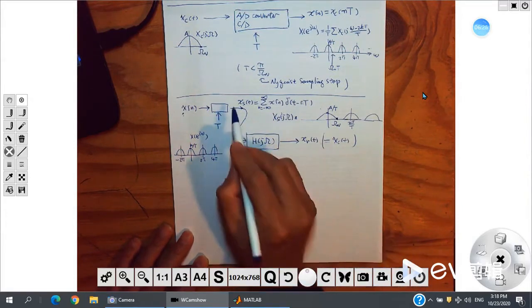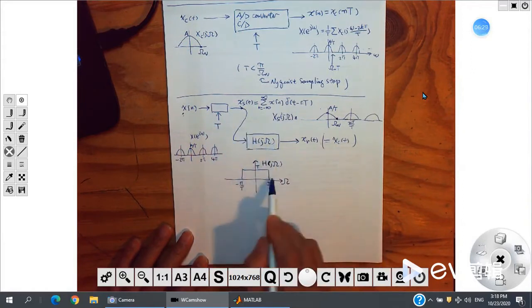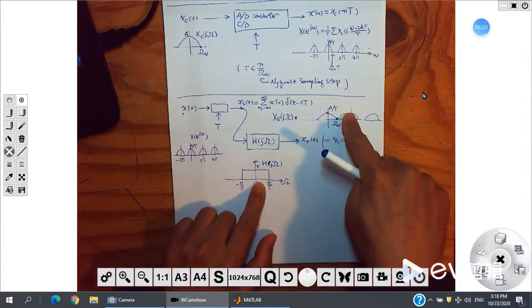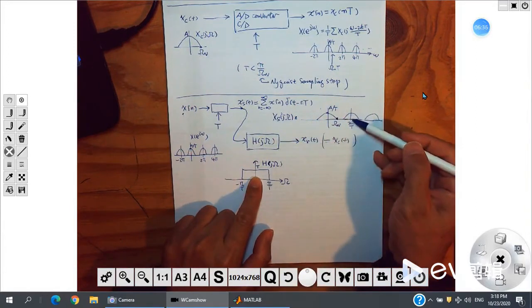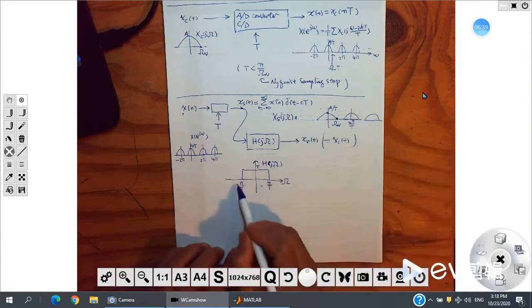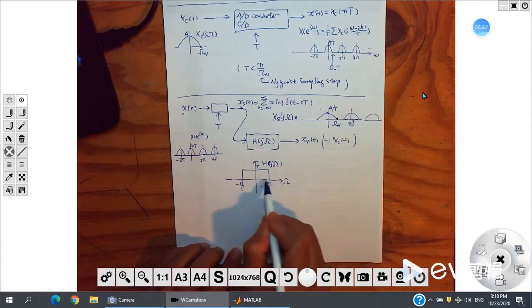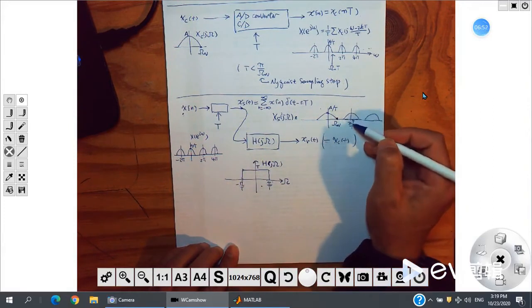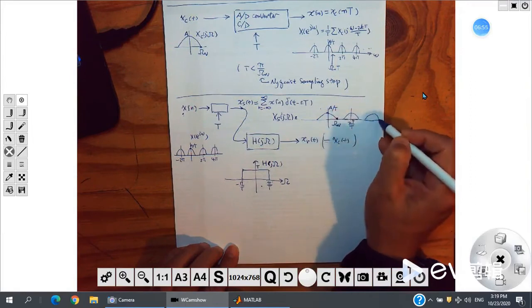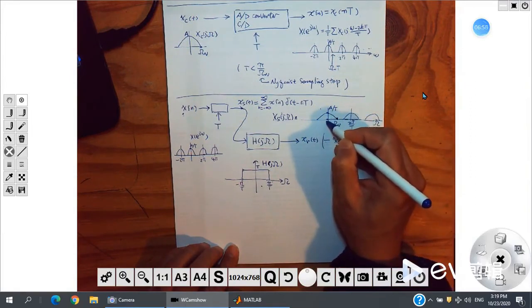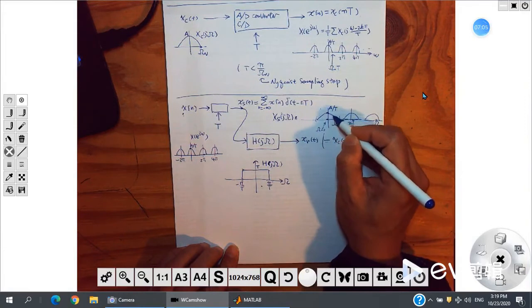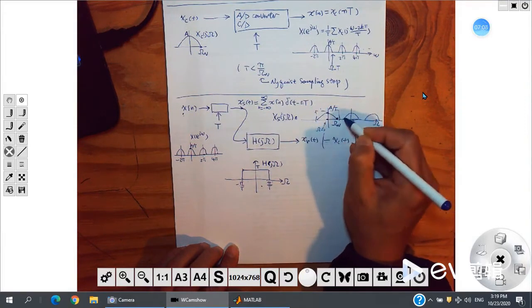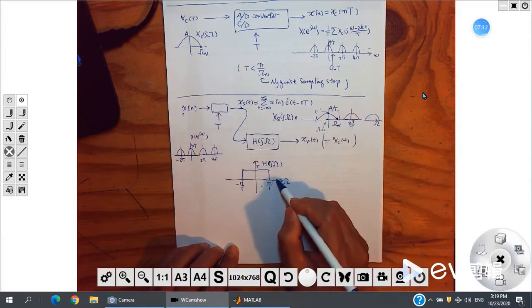Then you use Xs as input and go through H. The output will be H times Xs. You multiply these two together. This one is only a non-zero value T when Ω is between negative and positive π over T. Otherwise it is zero. So when you multiply these two together, you will only keep the center part, only in this interval. All the rest get multiplied by 0, so they disappear.